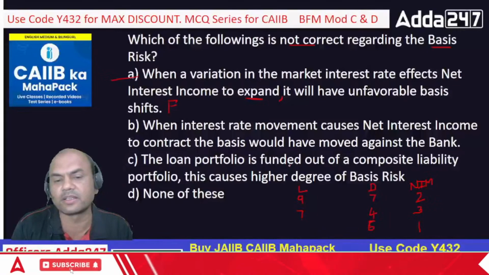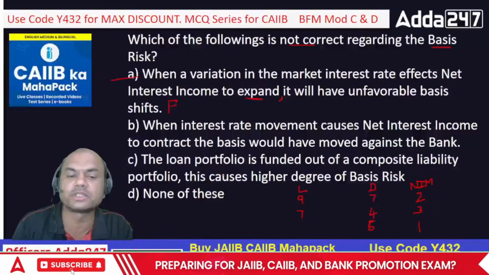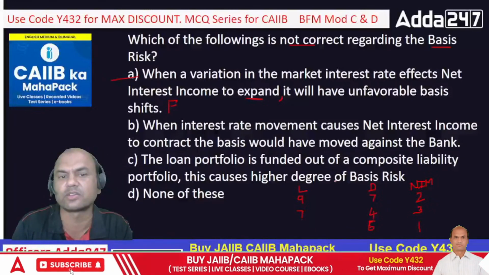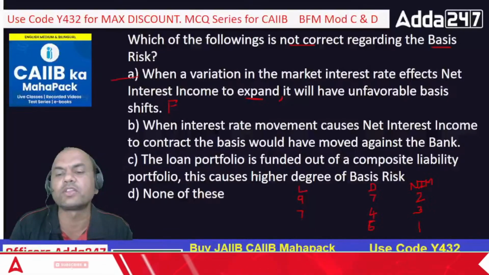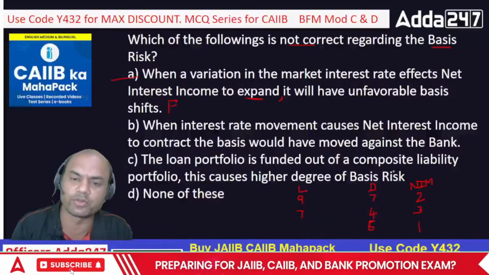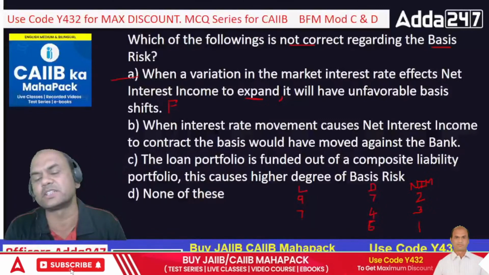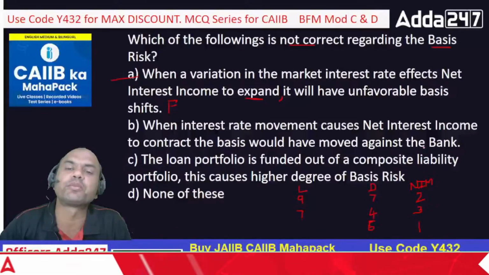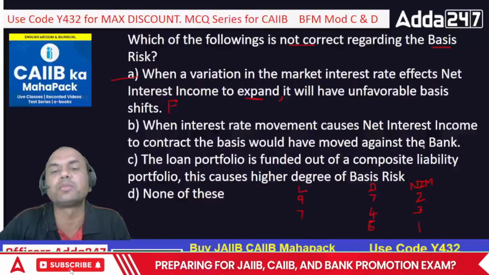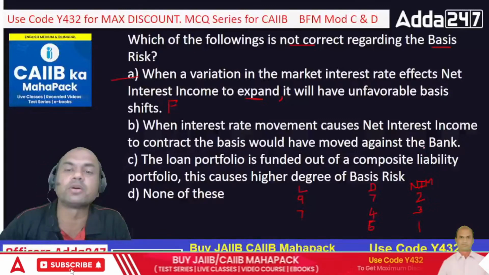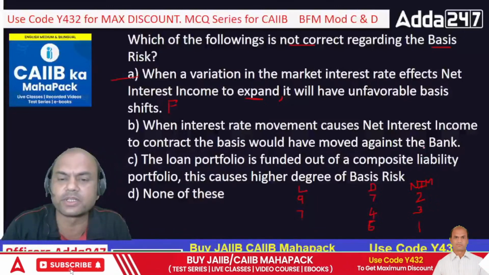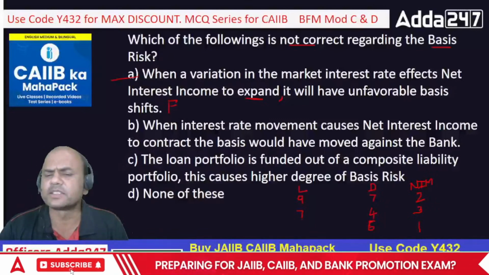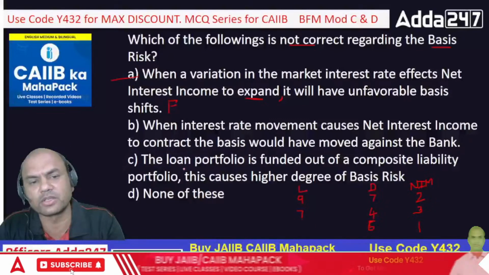The loan portfolio is funded out of the composite liability portfolio. This causes a higher degree of basis risk. That is also true, because loan is always funded from the composite liability portfolio. Composite means what? Some liabilities will be of 1 year, some of 5 years, some of 2 years, right? Deposits. That is known as composite, and for that we have horizontal and vertical disallowance. It's a separate topic, a huge topic. So the correct answer is A.